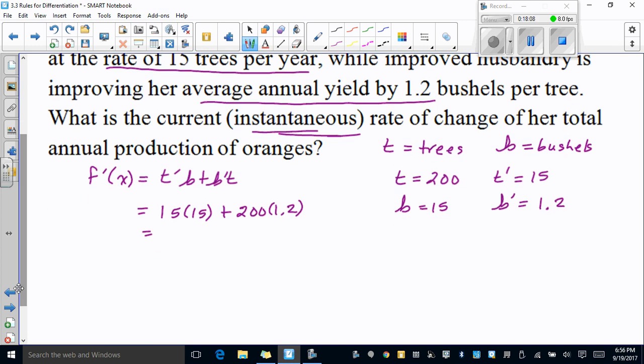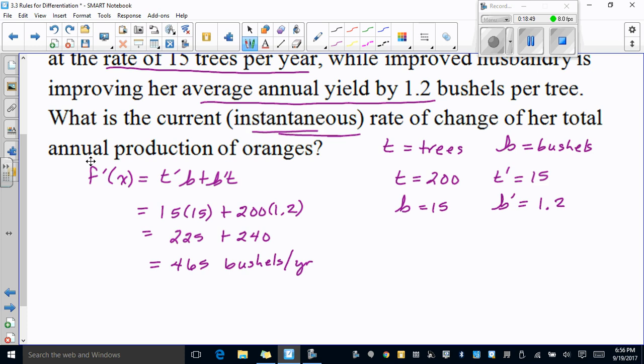So 15 squared is 225, plus 200 times 12 is going to be 24, so this is going to give you 240, because I would have moved my decimal over twice. 240, so we get a yield of 465 bushels per year. So, and again, word problems deserve word answers. This is what is the current rate of change of her total annual production of oranges. The total rate of change is 465 bushels per year at this rate.